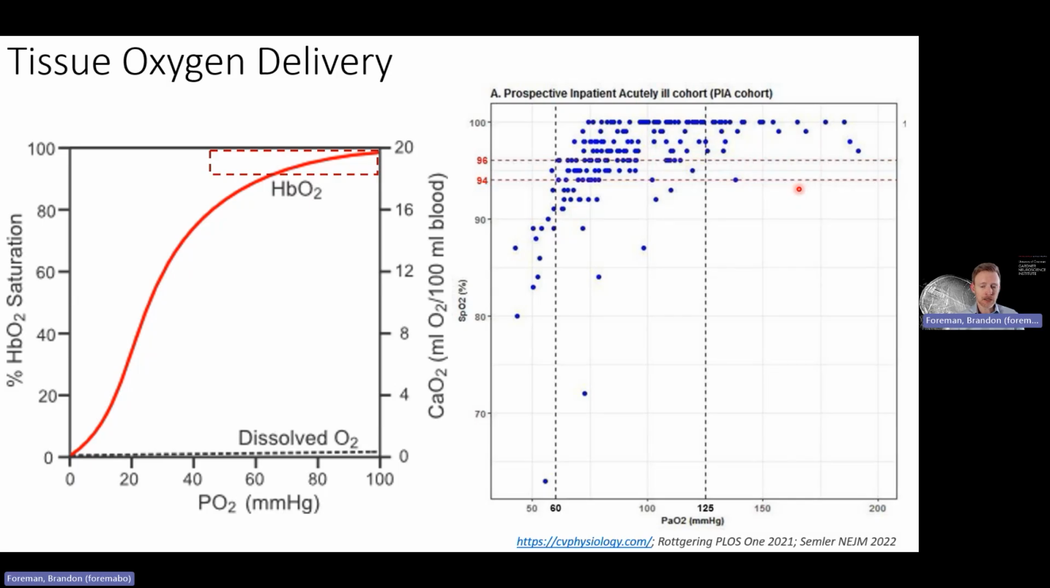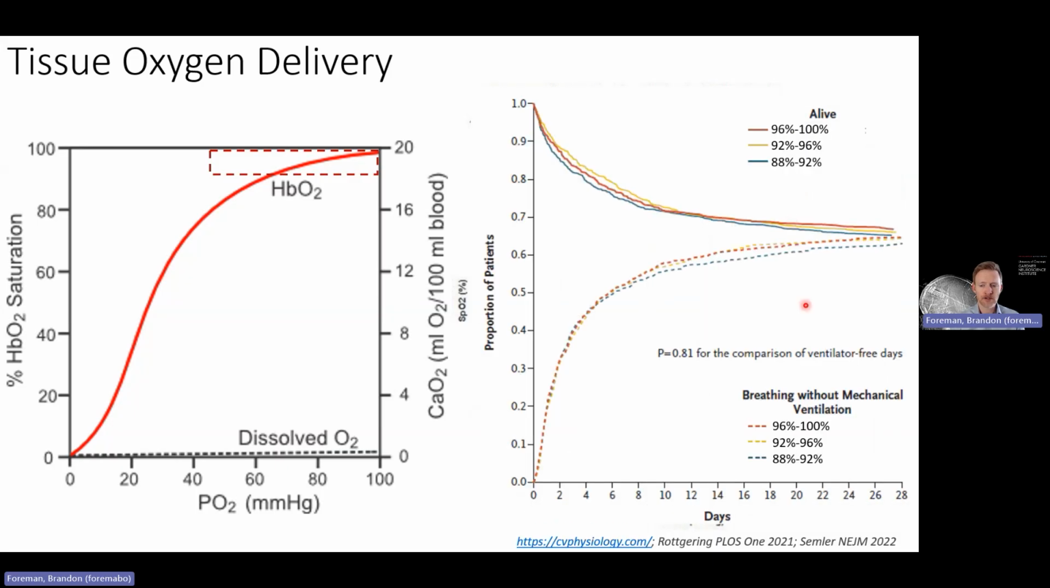There was a pragmatic cluster randomized crossover trial that was conducted in ICUs and emergency departments with some 2,500 patients. And interestingly, they showed even if you use a saturation target that is even lower, 88 to 92%, there seemed to be a lack of harm, with patients in this Kaplan-Meier plot not having any difference in mortality or mechanical ventilation days.